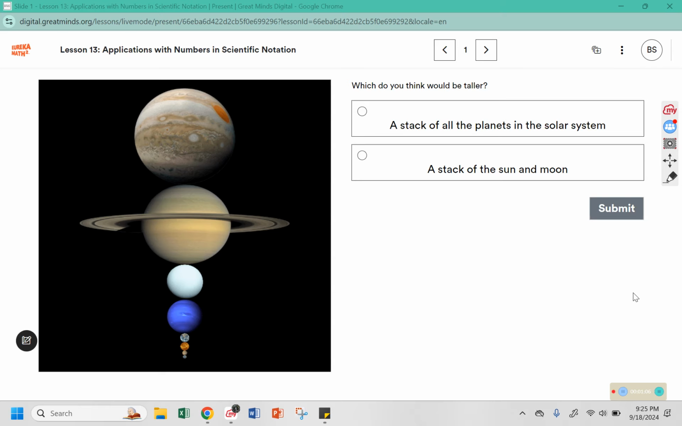Which do you think would be taller? A stack of all the planets in the solar system or a stack of the sun and moon? Well, the sun is pretty large, but the moon is kind of small. And if we stacked all the planets on top of each other, maybe it would add up to more than the sun and the moon combined. You decide, and we're going to look at some information to hopefully answer this question better later. I'm going to guess a stack of all the planets.